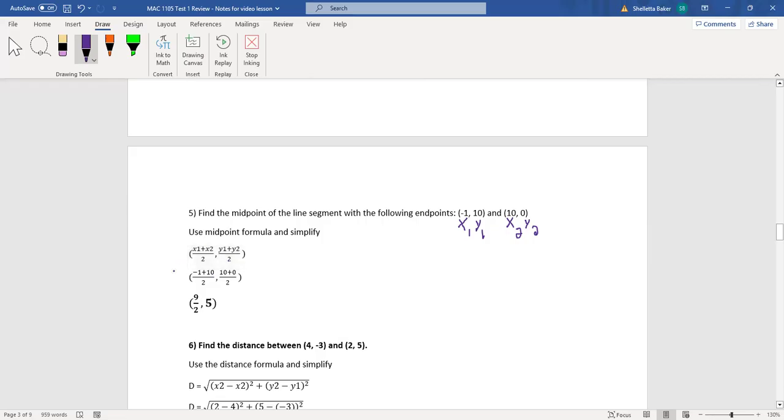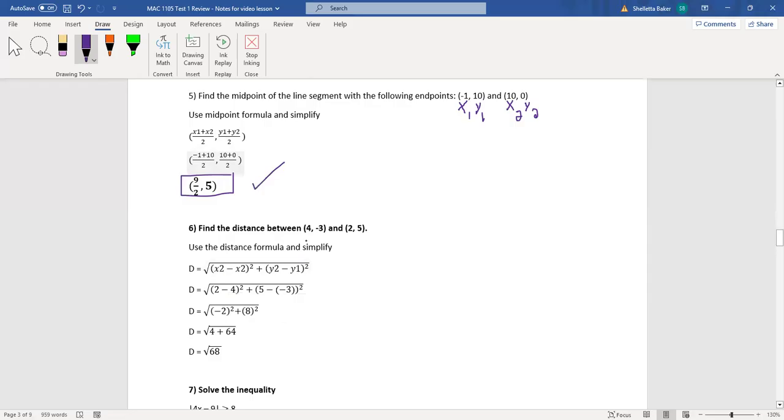We'll substitute these values. So our x1 plus x2, negative 1 plus 0, that gives us negative 1 over 2. Our y1 plus y2 gives us 10 plus 10 over 2. 20 divided by 2 gives us 10. So this is our midpoint.